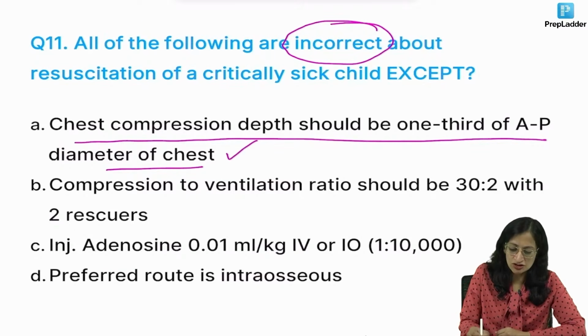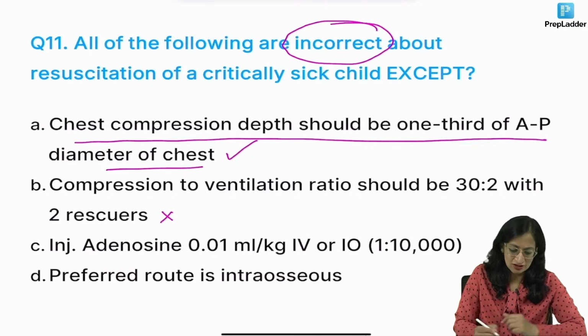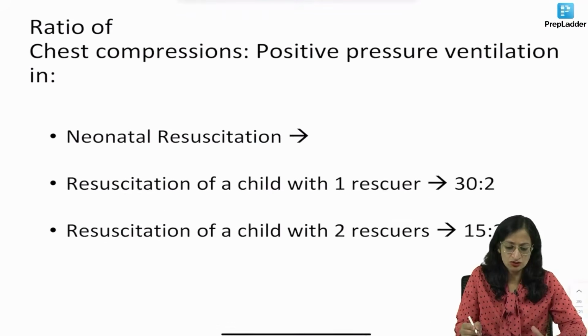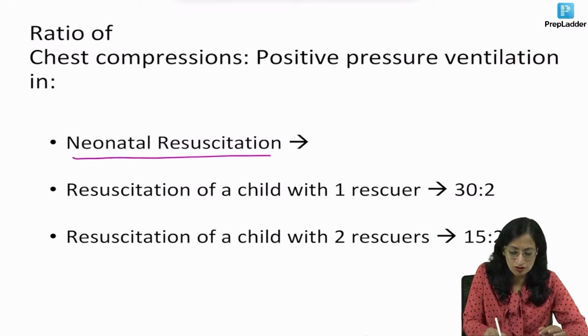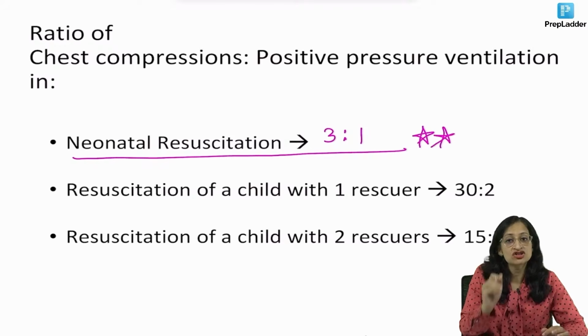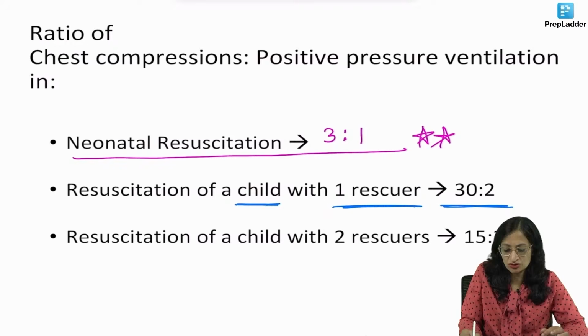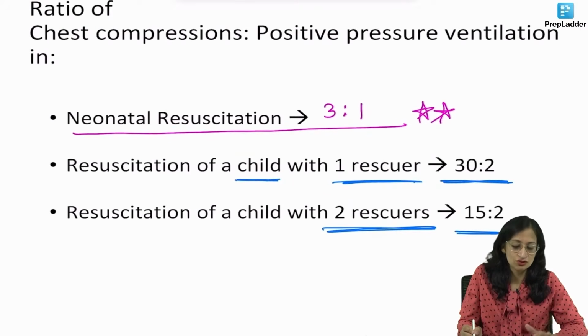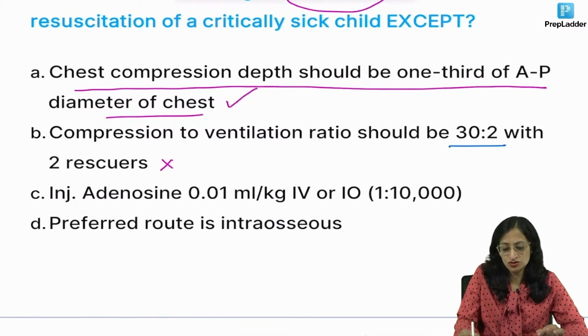Compression to ventilation ratio should be 30:2 with 2 rescuers. What do you think? Is it correct or not? Right? So it is incorrect. Let us see what should be the compression to ventilation ratio. So ratio of chest compression to positive pressure ventilation in neonatal resuscitation should be 3:1 and nothing else. But in resuscitation of a child, with one rescuer it should be 30:2. With two rescuers it should be 15:2. So coming back to our question, with two rescuers the ratio should be 15:2 and not 30:2.